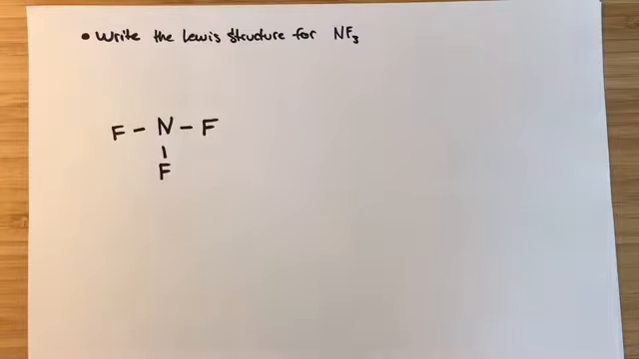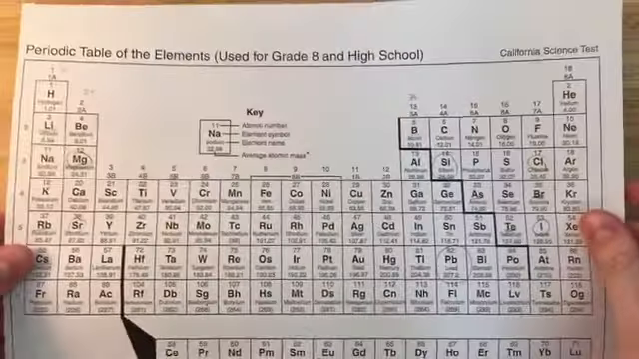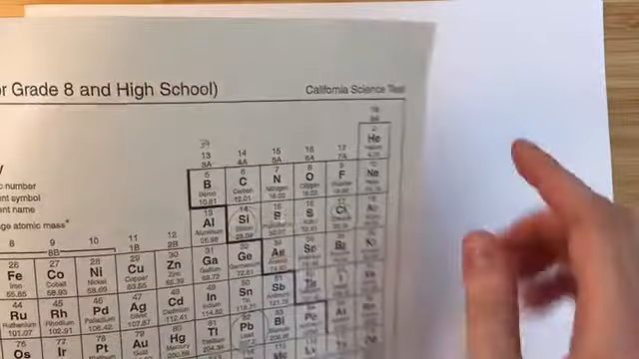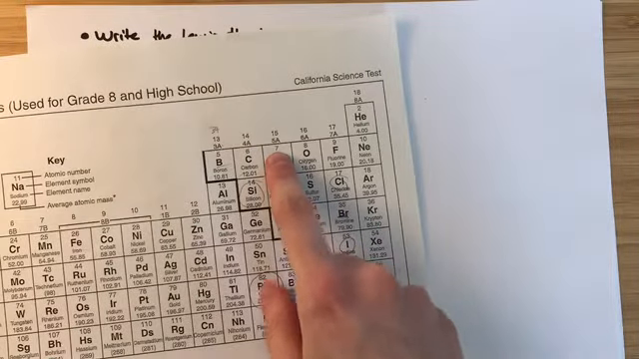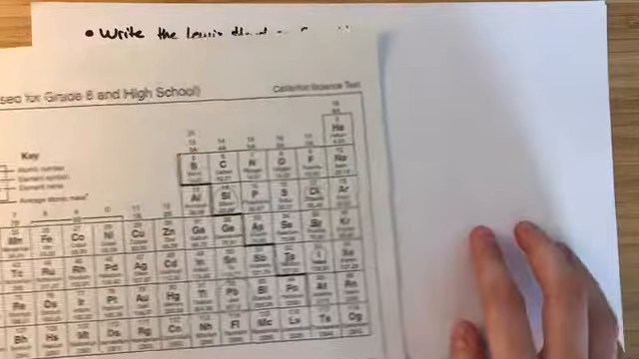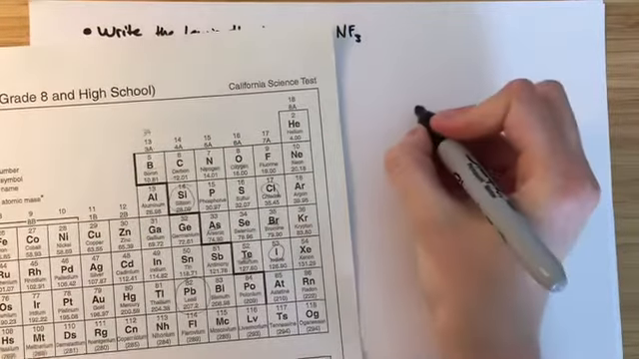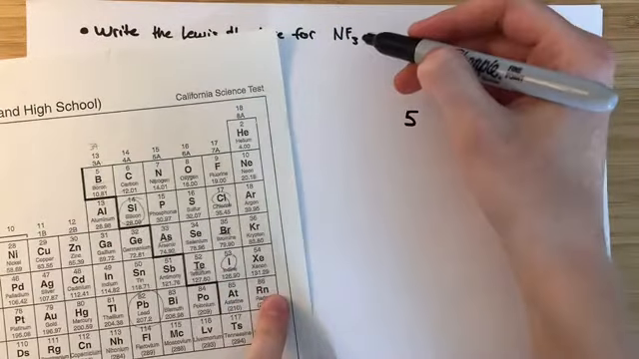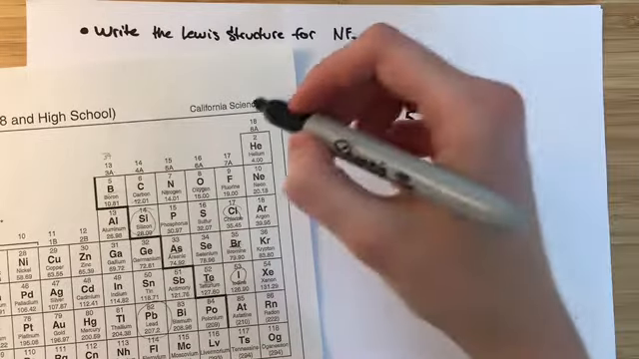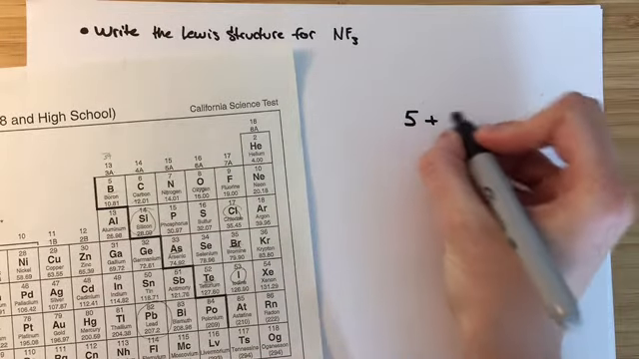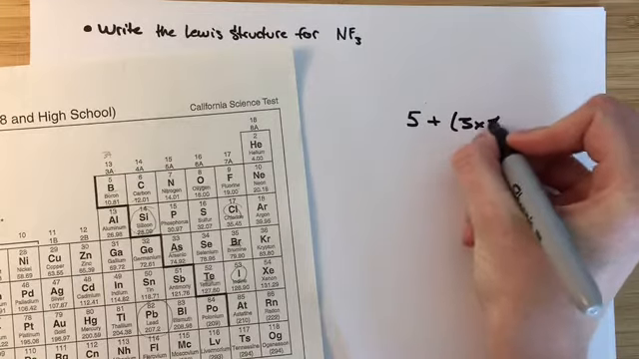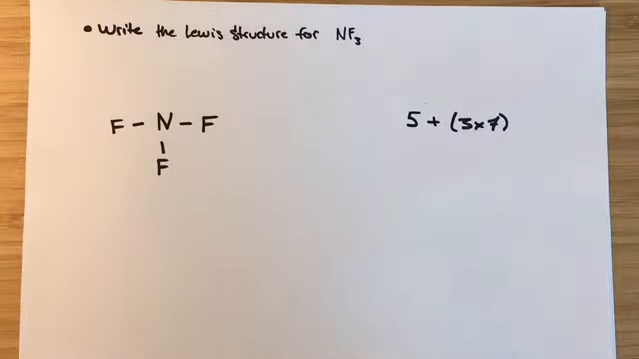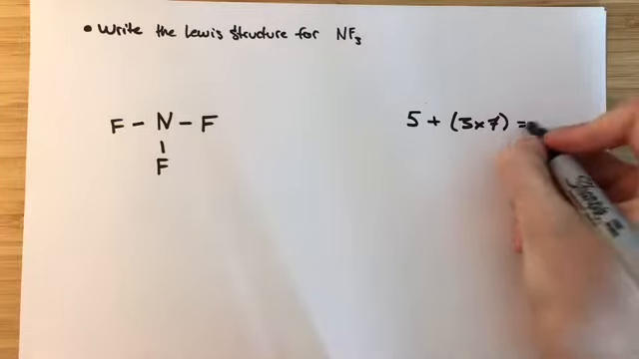So now that we have the basic structure written out for our molecule, we need to count the number of valence electrons. Once again, we use the periodic table of elements to figure this out. Our 2 atoms are in groups 5A and 7A, so that means nitrogen has 5 valence electrons and fluorine has 7. But remember, there's 3 fluorines, so we need to multiply 7 by 3. We're going to add these together: 3 times 7 is 21, plus 5 is 26. So we're going to write that down.